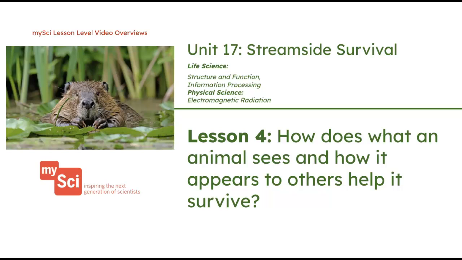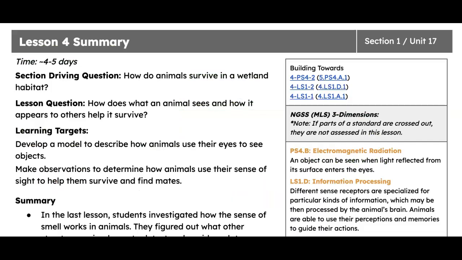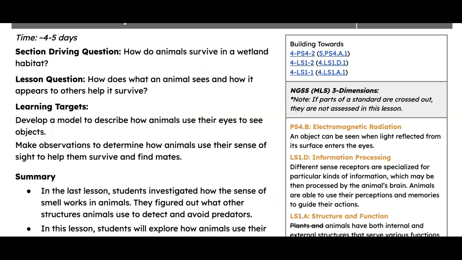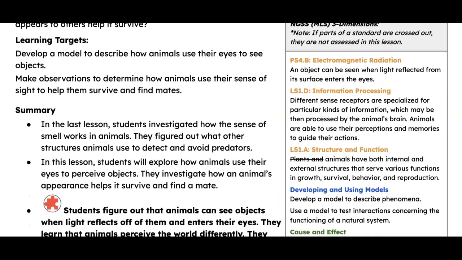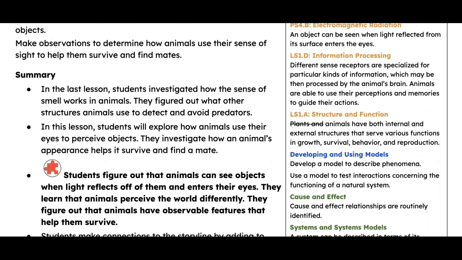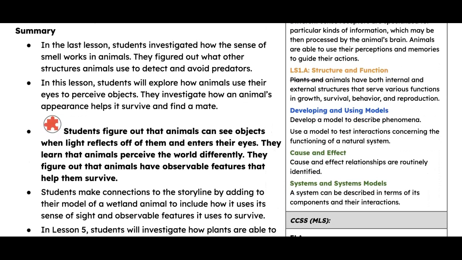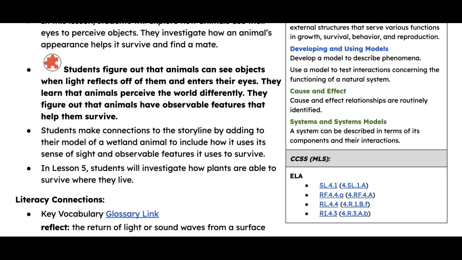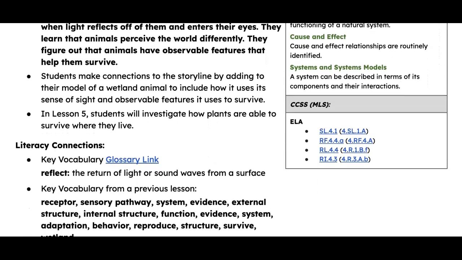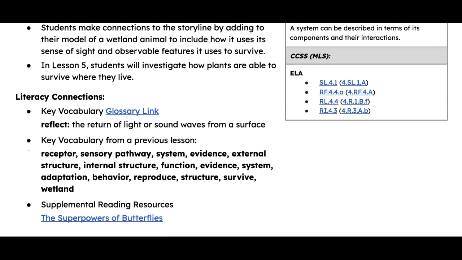Students make connections to the storyline by adding to their model of a wetland animal to include how it uses its sense of sight and observable features it uses to survive. There are several opportunities for ELA cross-curricular connections throughout the lesson. You can look for specific standard connections in the Unit 17 Teacher Guide. This lesson will take approximately 4 to 5 days to complete.